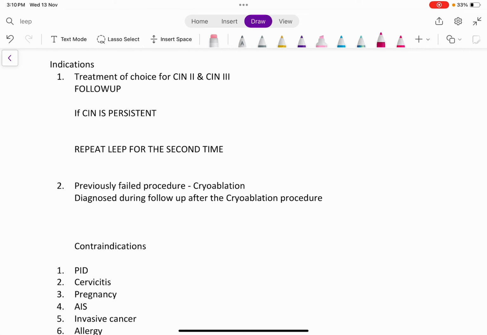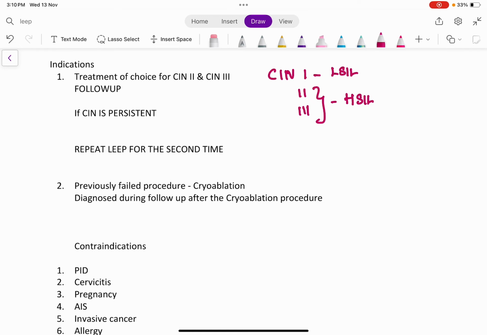Now, what are the indications and contraindications of this procedure? The indication is cervical intraepithelial neoplasia type 1, type 2 and type 3. Type 1 corresponds to low-grade squamous intraepithelial lesion. Type 2 and 3 correspond to high-grade squamous intraepithelial lesion, as per the report of the pap smear.